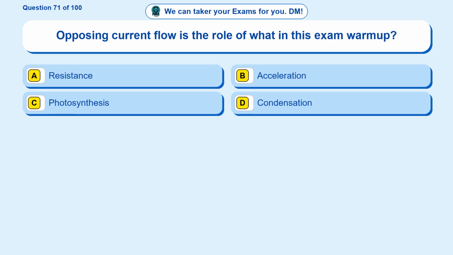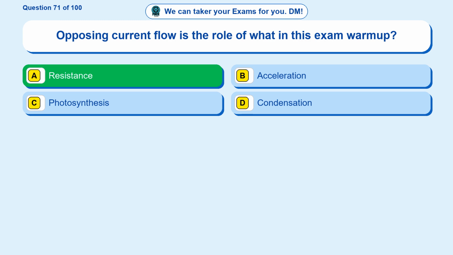Question 71. Opposing current flow is the role of what in this exam warm-up? Option A, resistance. Option B, acceleration. Option C, photosynthesis. Option D, condensation. The correct answer is option A.